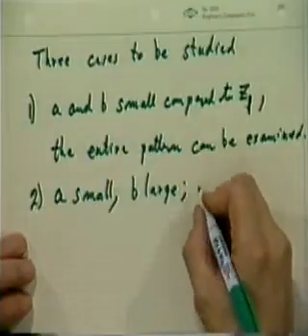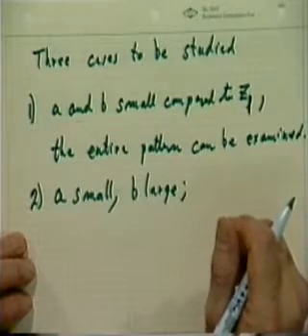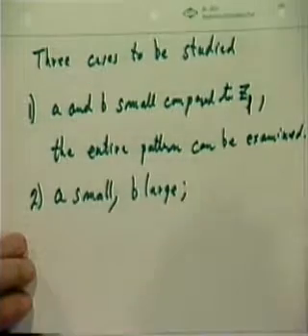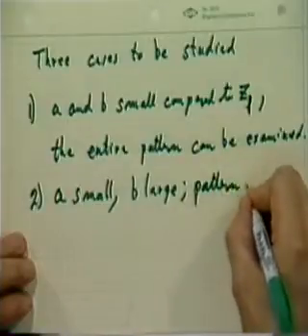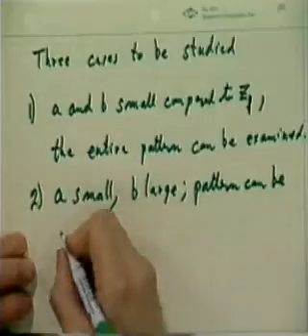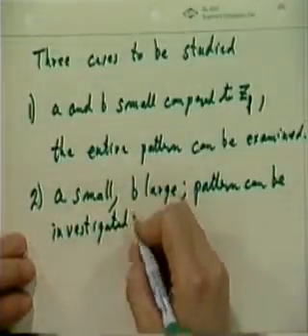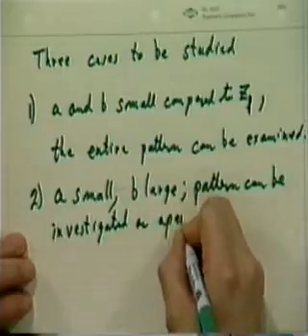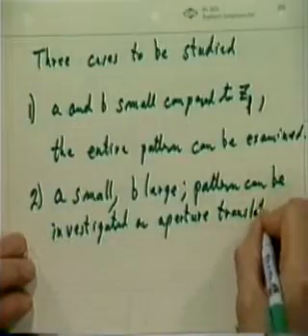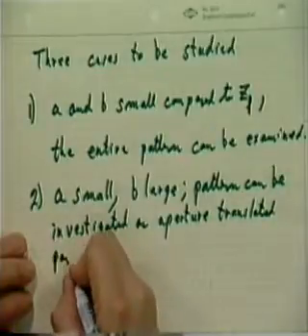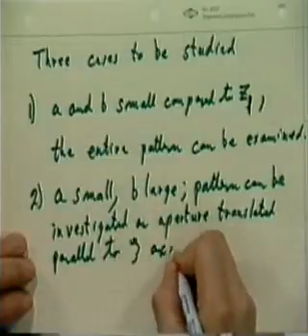Now we're saying that the pattern can be investigated as the aperture is translated parallel to the squiggle axis. So let's say that. I'll write that down, then we'll come back to the drawing. So pattern can be investigated as aperture translated parallel to the squiggle axis.